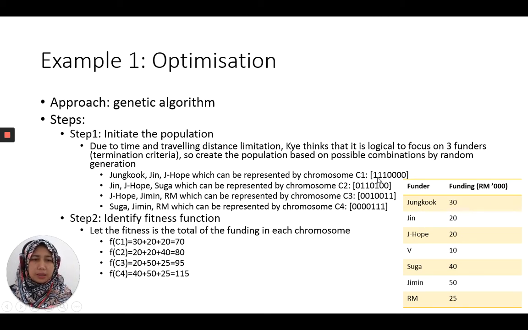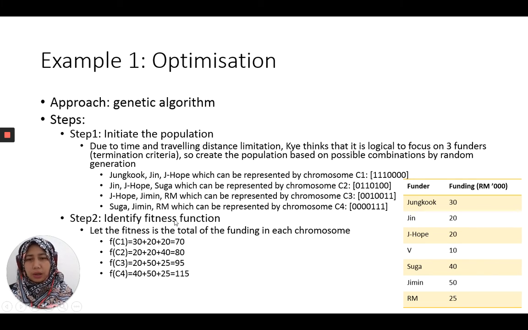So this is represented by 111 because we have Jungkook, Jin, and J-Hope, and the remaining are not selected, so we assign 0. As for the second chromosome, to generate C2, we identify Jin, J-Hope, and Suga. So Jungkook is assigned 0, Jin 1, J-Hope 1, further V 0, Suga 1, Jimin 0, and RM 0. Similarly with C3 and C4. So these are the initial population or chromosomes in the formulation.